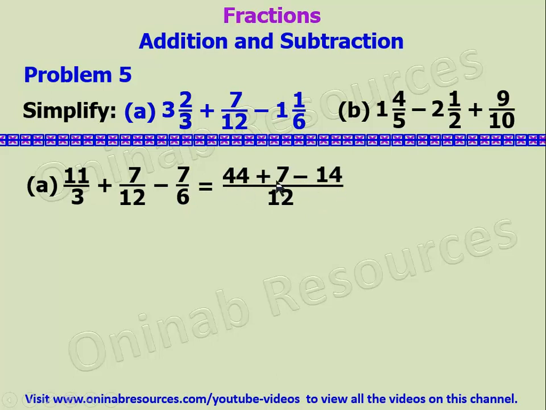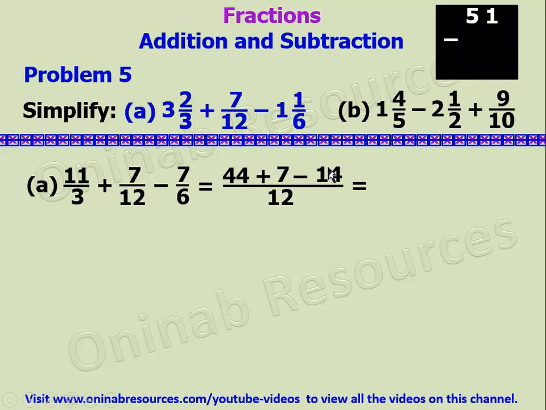So we simplify the numerators. 44 plus 7 gives 51. So we say 51 minus 14. Here we can say 1 minus 4. We borrow 1, 11 minus 4 gives 7. So we are left with 4 here. 4 minus 1 gives 3. So we have 37 over 12. 37 divided by 12 goes 3, remainder 1 over 12. So the simplification of this problem in 5A is 3 whole number 1 over 12.